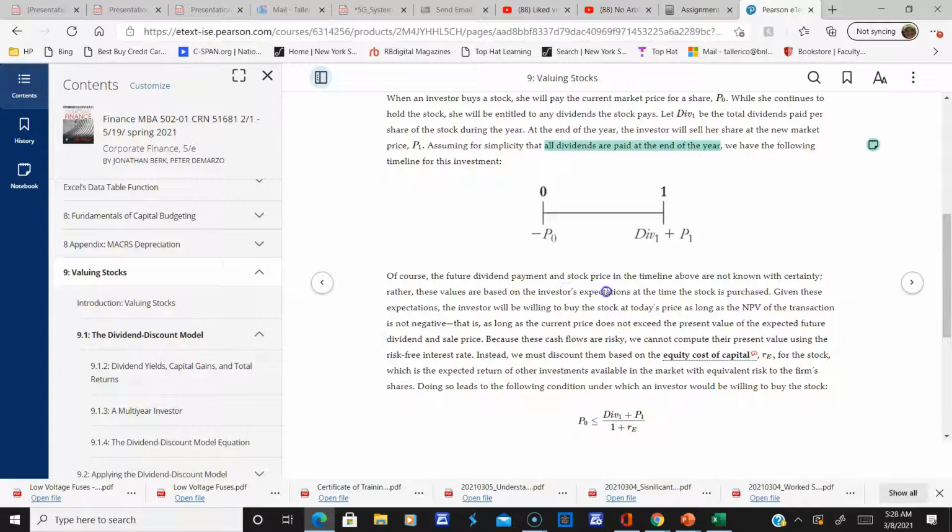Future dividend payments and the stock price in the timeline above are not known with any certainty, but we have expectations. The investor will be willing to buy the stock at today's price as long as the net present value of the transaction is not negative. That is, as long as the current price does not exceed the present value of the expected future dividends and sale price. Because these cash flows are risky, we cannot compute their present value using the risk-free interest rate. So goodbye to that with stocks. Instead, we must discount them based on the equity cost of capital for the stock.